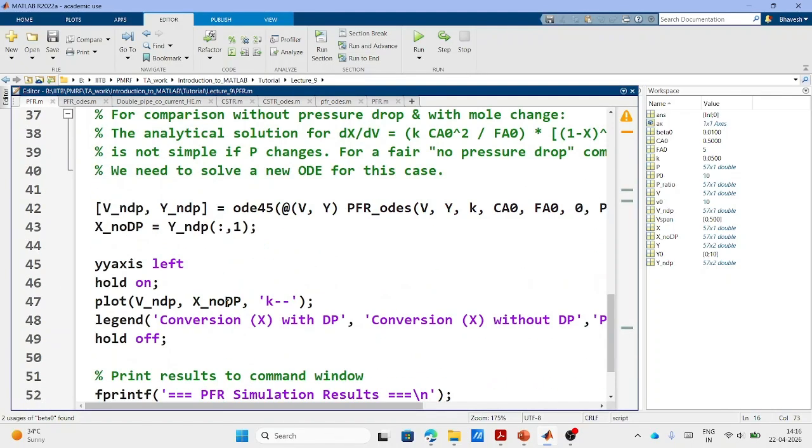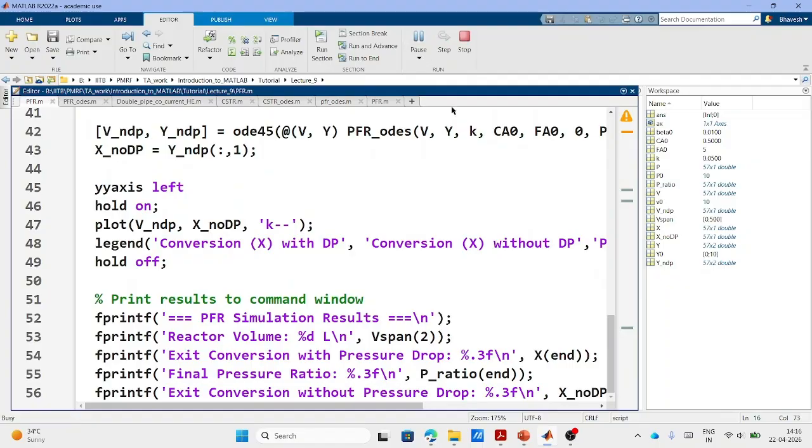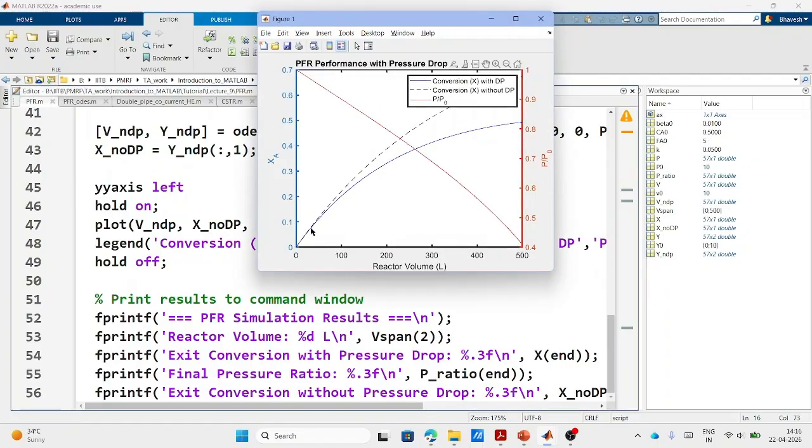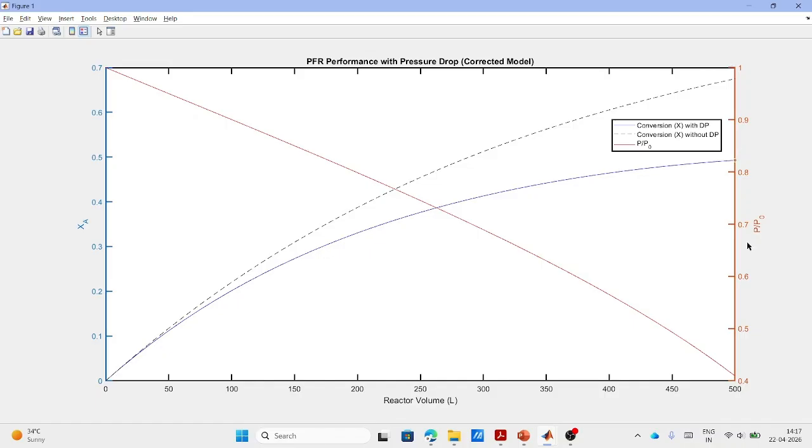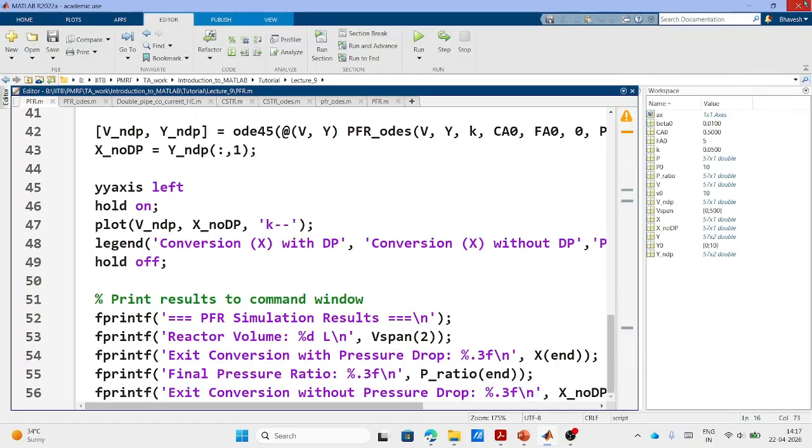Okay, and when I run it, this is what you get for conversion. The left curve is increasing with the increase in reactor volume, and it's going towards the plateau. Now, when you don't have any pressure drop, this dotted line shows how the conversion will vary. Conversion occurs much faster because you don't have any pressure drop in your system. P by P0 decreases drastically, so you can see that for a 500-liter volume, almost 60% of the pressure drop has occurred.